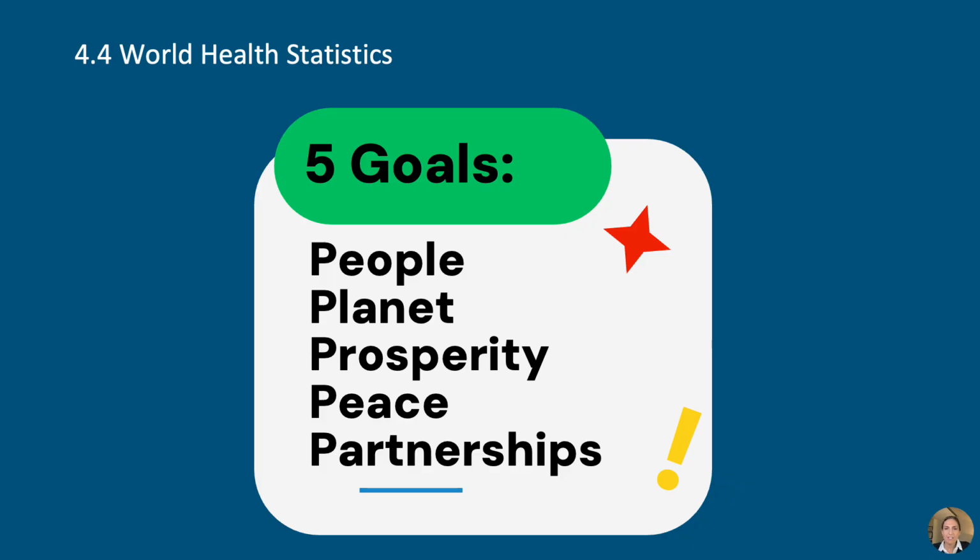SDGs are a 15-year plan with 17 interlocking goals, and these are a call for action. They address poverty, inequality, climate change, peace, and justice. These goals are aimed at all countries, including those that are developed and those that are developing. They're organized into 5 categories. So these 5 categories include people, planet, prosperity, peace, and partnerships.